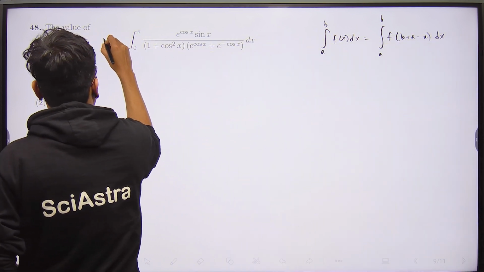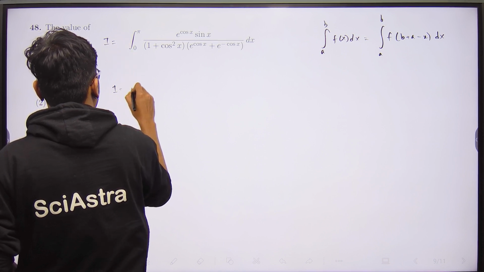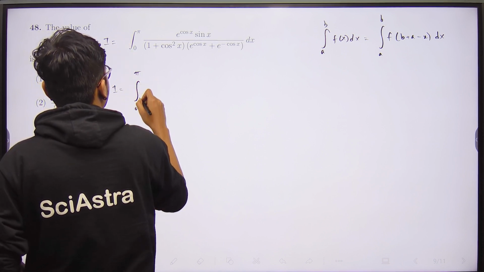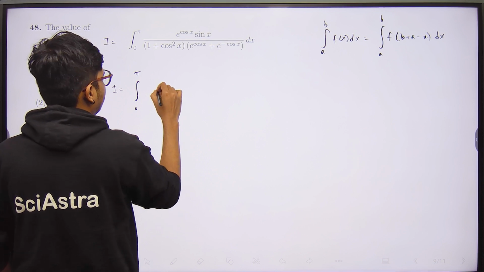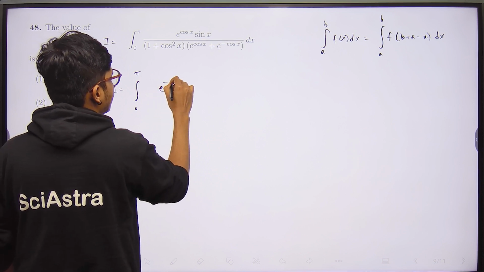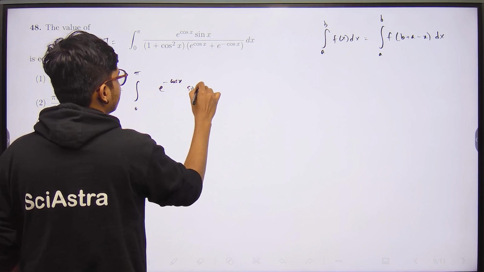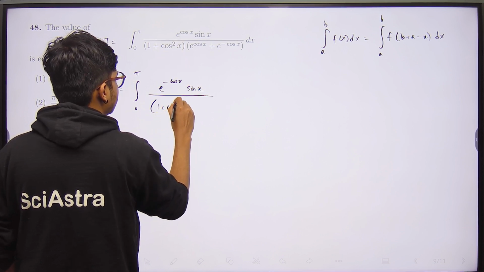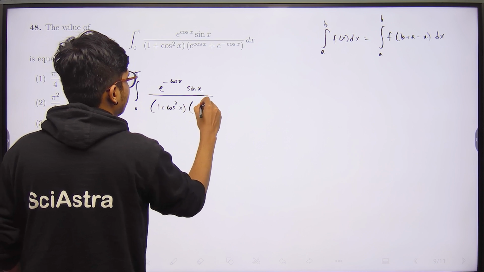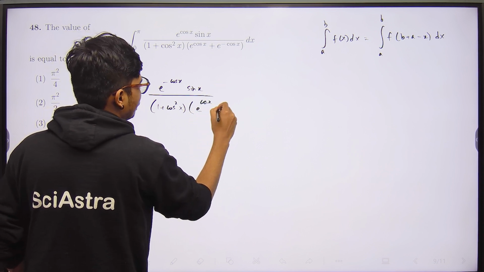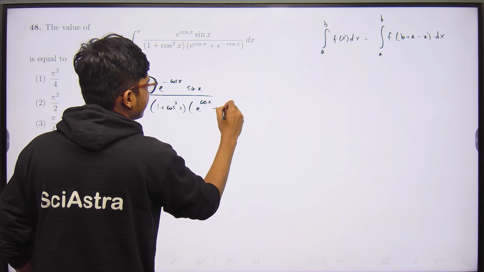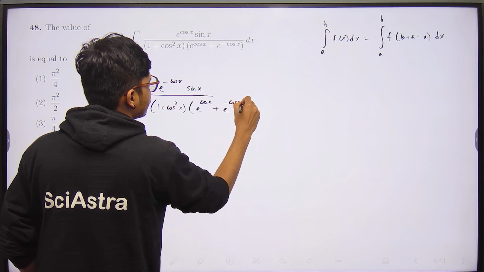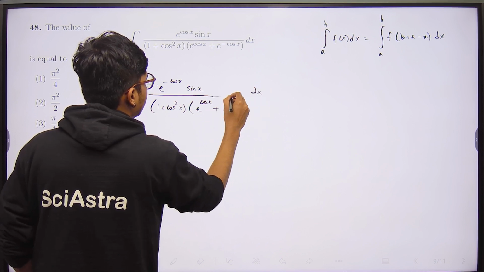So if I call this integral I, then I is also equal to integral 0 to pi, pi minus x ले रहे हैं, right? E पर, तो ये क्या हो जाएगा? E to the power minus cos x sin x divided by, this doesn't really matter, right? क्योंकि squared है, तो this will just be 1 plus cos square x. तो ये हो जाएगा e power cos x, मतलब minus minus, I mean they'll interchange, but ultimately same चीज आ जाएगी, right? Minus cos x, okay, dx. ये आ गया हमारे पास.